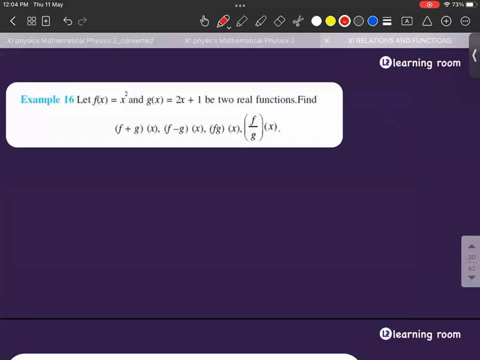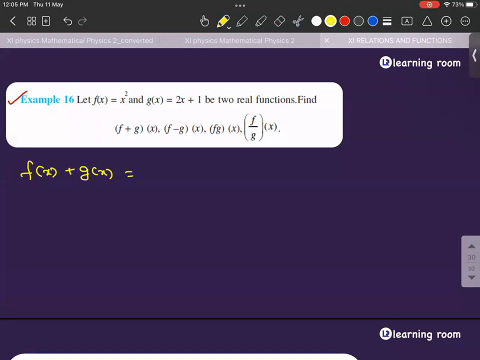So listen to this. Now you're going to answer one by one. Let's go in the order. So example number 16. Let f be a function where f(x) is equal to x square, and g(x) is equal to 2x plus 1. Both are real functions. Find (f plus g)(x). So (f plus g)(x) is f(x) plus g(x).